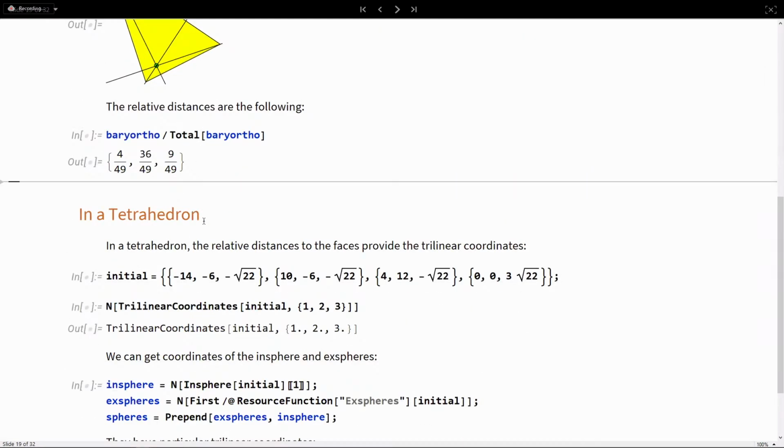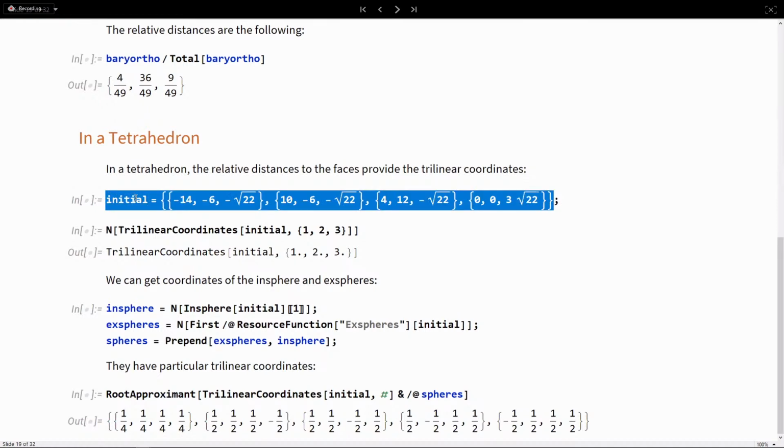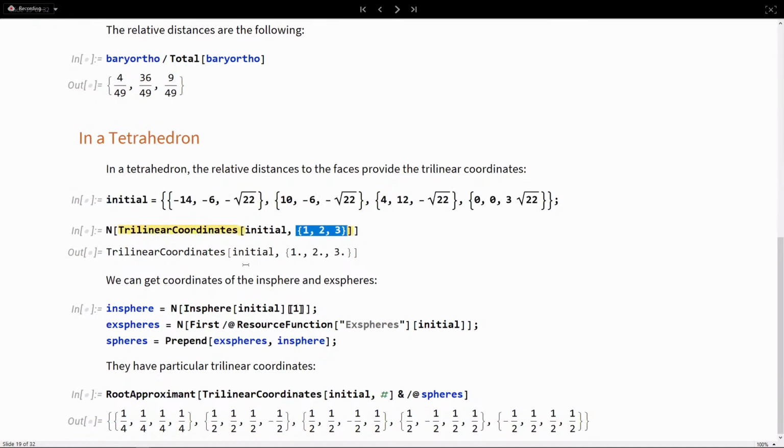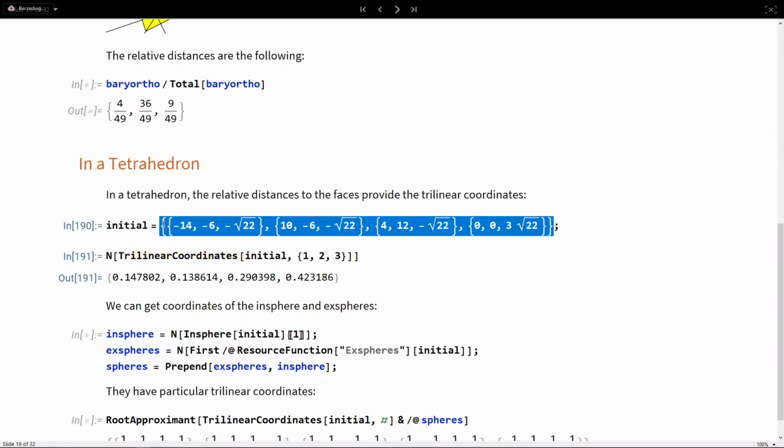In a tetrahedron, the relative distances to the faces provide the trilinear coordinates. So for this tetrahedron here, we can look at the distances for this point, and let's see, does this actually work? That's not the right response. Yes, these are the trilinear coordinates of this point in reference to this tetrahedron.